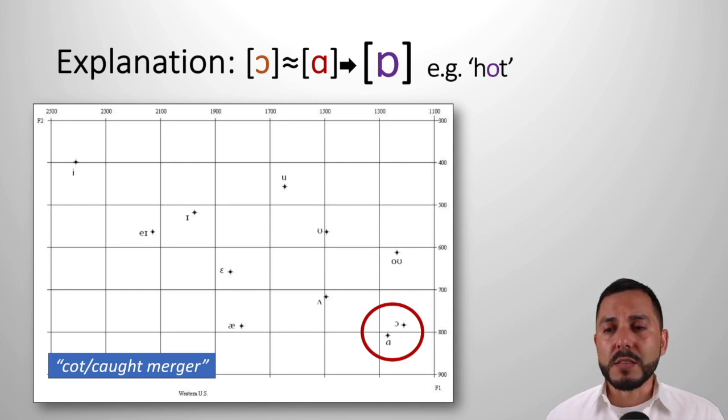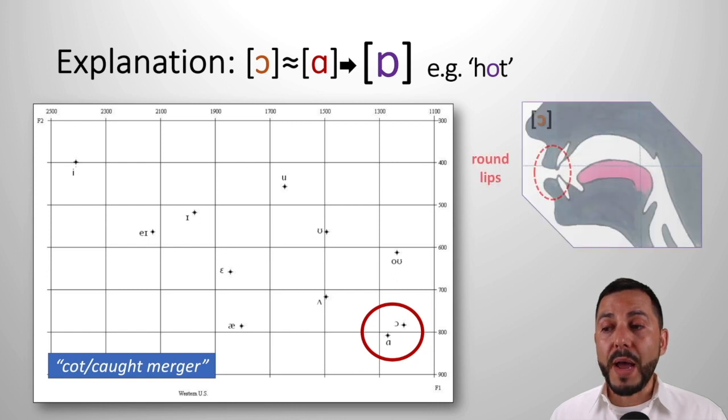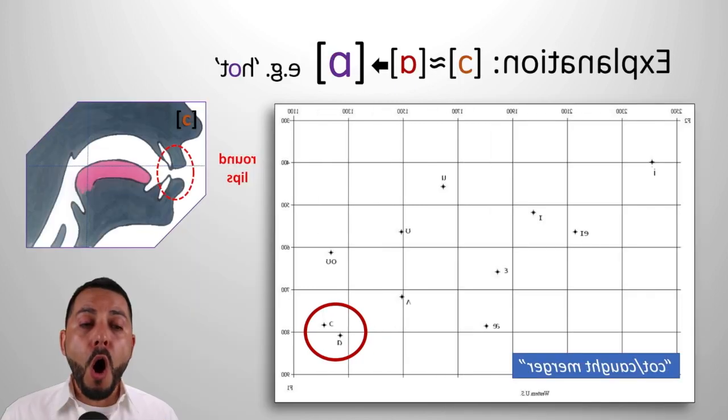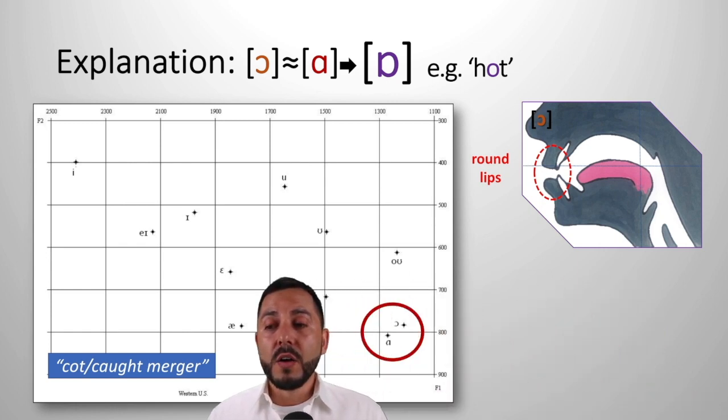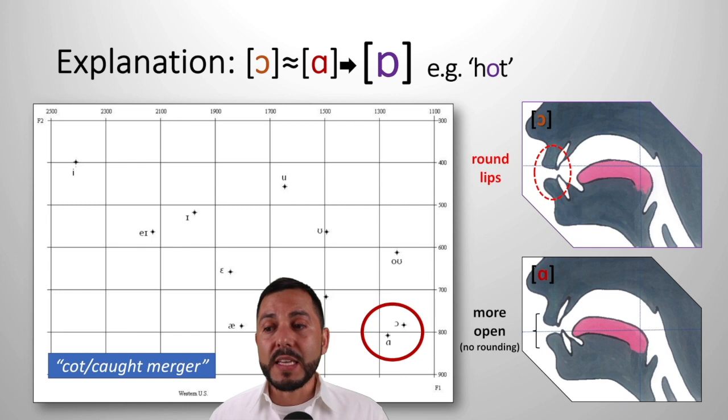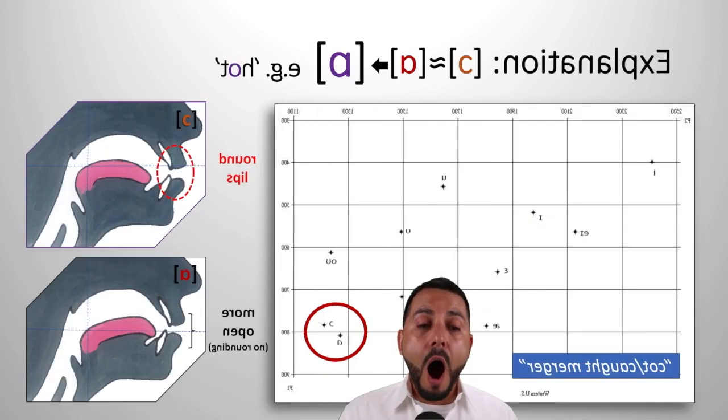Let's talk about these sounds a little more before moving on. The backward C is a mid-back vowel with rounded lips. The hatless A is a low back vowel without rounded lips.